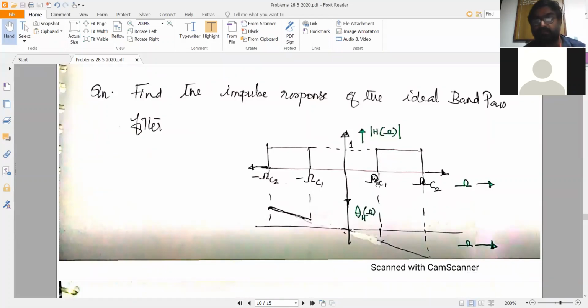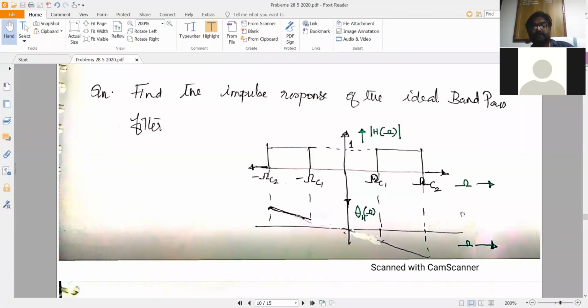So the pass band is from omega c1 to omega c2. And here, minus omega c2 to minus omega c1. So all frequencies in the pass band are passed. So this is the band. Omega c1 to omega c2 is your band. So this is the pass band. Outside this, you have the stop band. So you have a lower stop band and an upper stop band that extends to infinity, right?